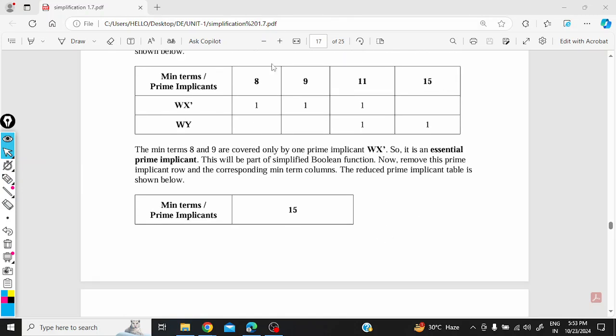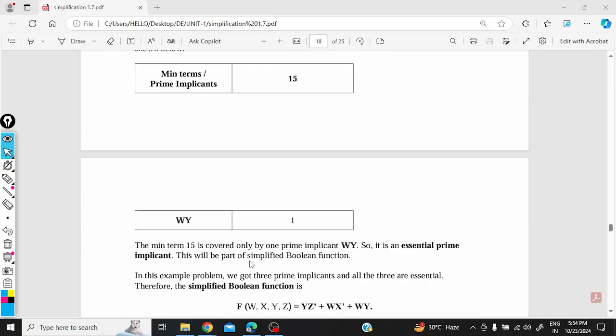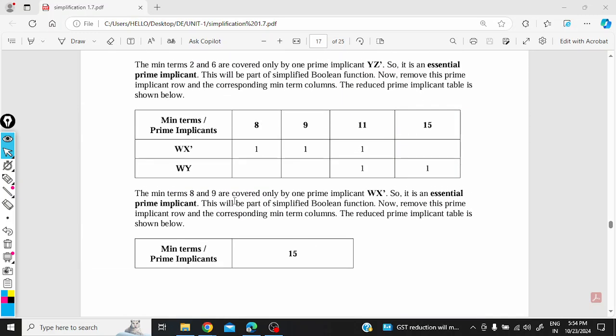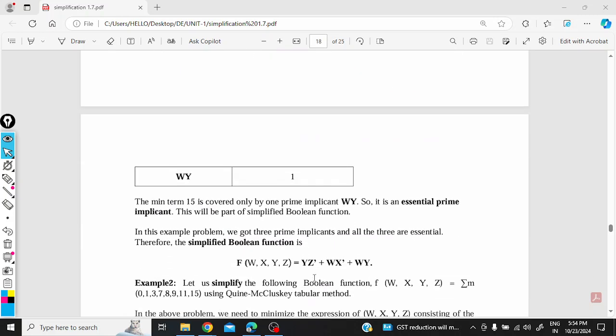So when these are marked together, I am representing those prime implicants with wx bar and wy. So my final thing is f of wxyz, the minimized expression with all these three terms: yz bar, wx bar and wy. So this is my final minimized expression. So this is how you use the tabular method in getting a simplified expression using essential prime implicants.